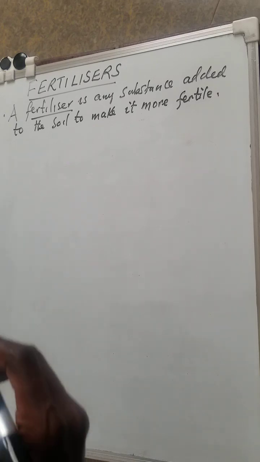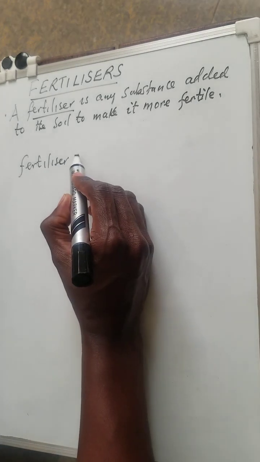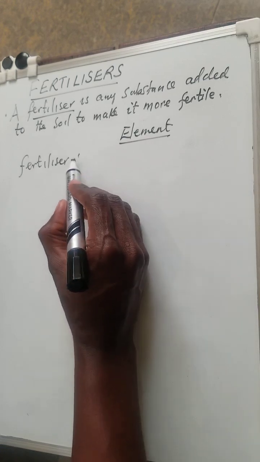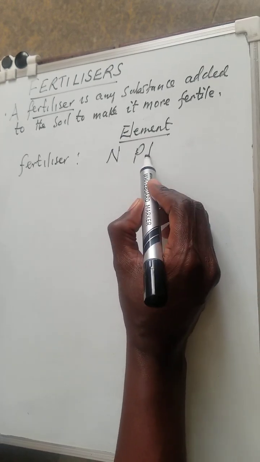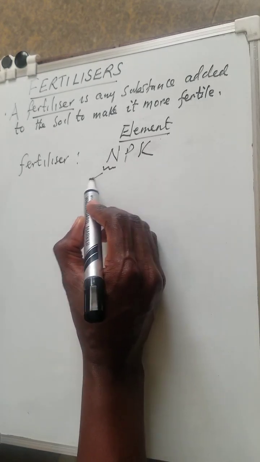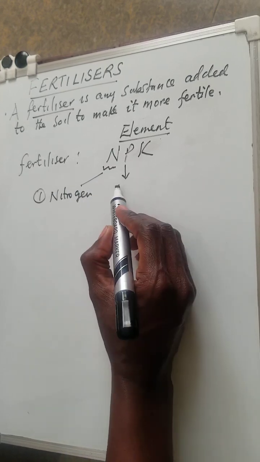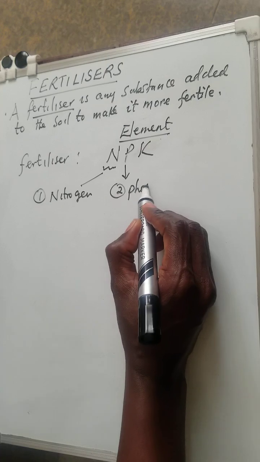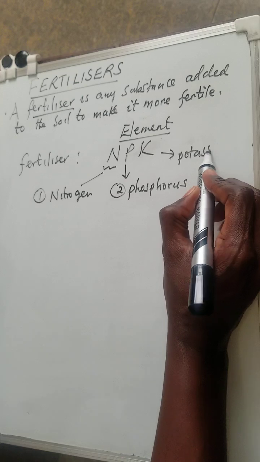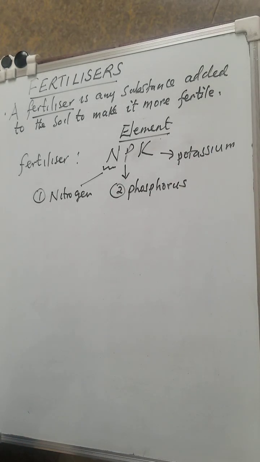Now, any fertilizer that you are going to come across, most of them need to contain some elements. The elements found in fertilizer are commonly abbreviated as NPK. These are just initials. The N stands for nitrogen, the P stands for phosphorus, and the K stands for potassium. These are the three main elements found in any fertilizer.